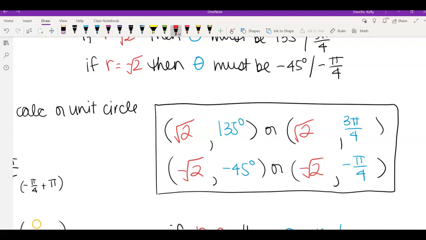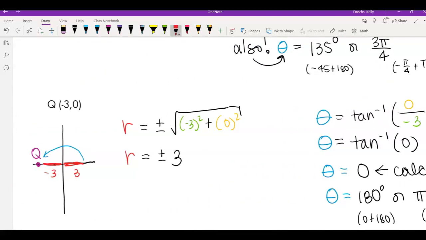Okay. All right, let's take a look at one more here. So again, my point is negative 3, 0. That makes the r value arithmetic very easy. We go through and we end up with plus or minus 3. That means we can either go 3 to the right or 3 to the left, and that will give us a different amount of rotation that we'll need there.